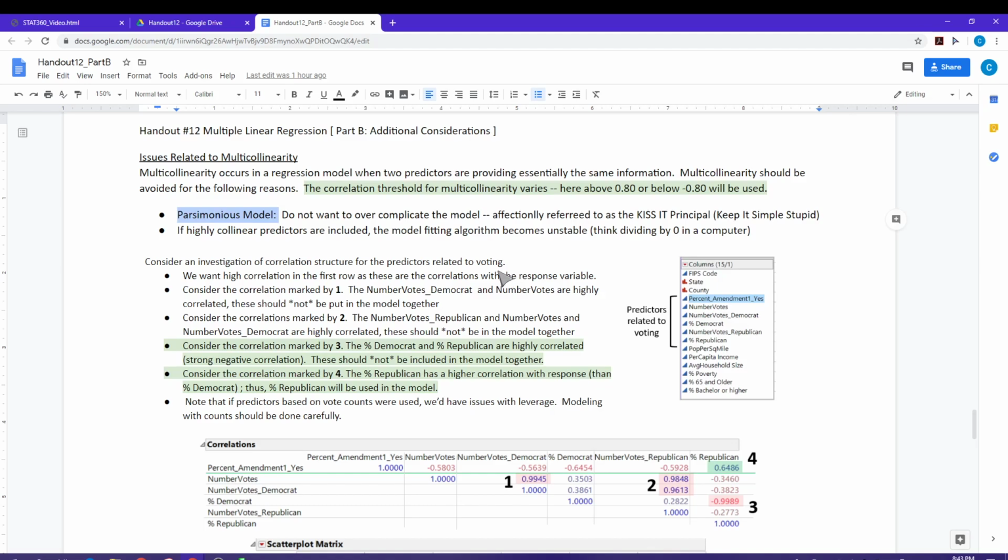When we're trying to identify multicollinearity, we usually identify correlations that are above 0.8, so those would be quite strong positive, or below negative 0.8. Those would be strong negative correlations.